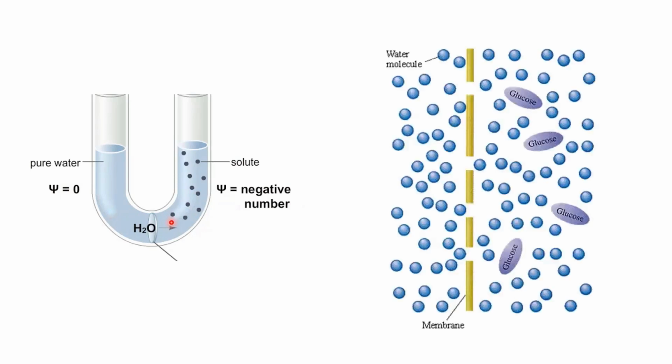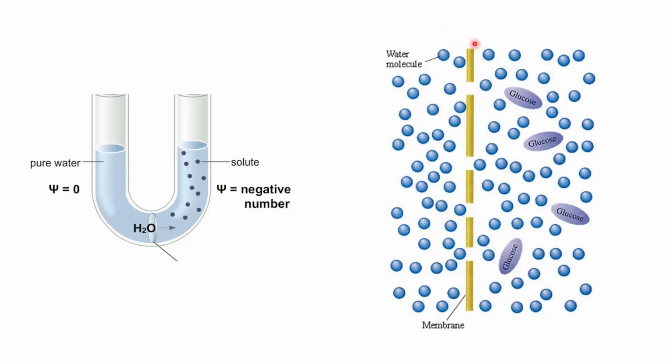So this is how it works inside the body, if let's say you have vessels, arteries, veins, or capillaries. This is what happens inside the body. You have the water molecule, whether outside or inside the capillary, and then you have these, let's say, glucose molecules.